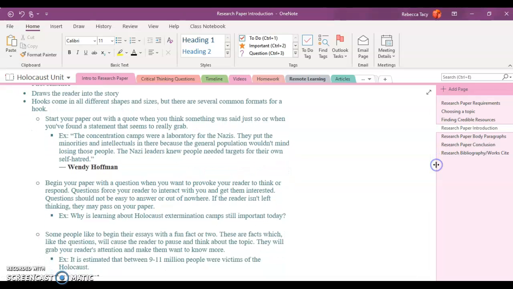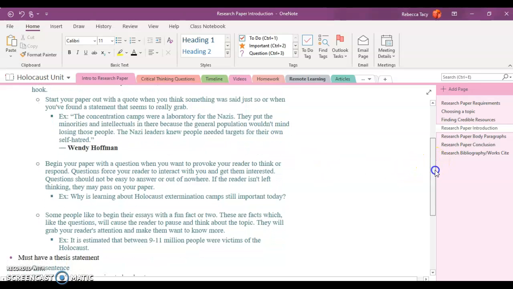The first one that you could do, the very first sentence of your paper, is you could start out with a quote. Something that was said that is directly tied to your topic or your content. In this example, I included this quote: "The concentration camps were a laboratory for the Nazis. They put the minorities and intellectuals in there because the general population wouldn't mind losing those people. The Nazi leaders knew people needed targets for their own self-hatred." And if you ever use a quote, remember you have to give credit where credit is due. So you need to include the name of the person who said that quote. So that's one way to start your papers, with a quote.